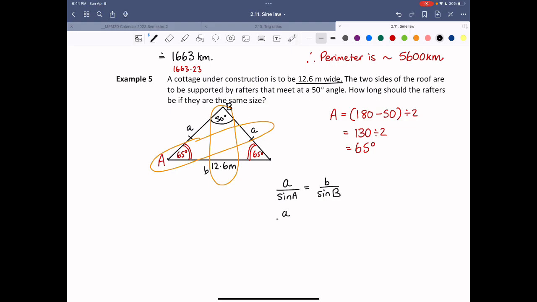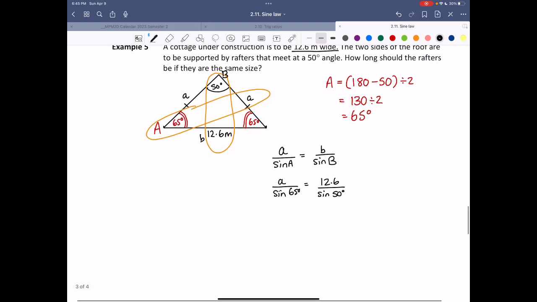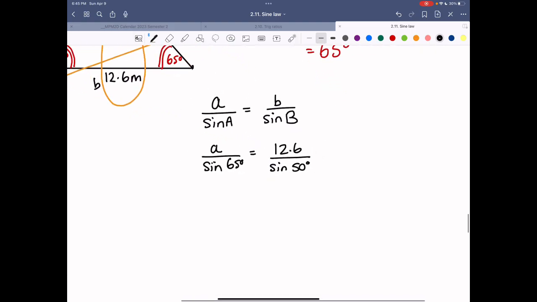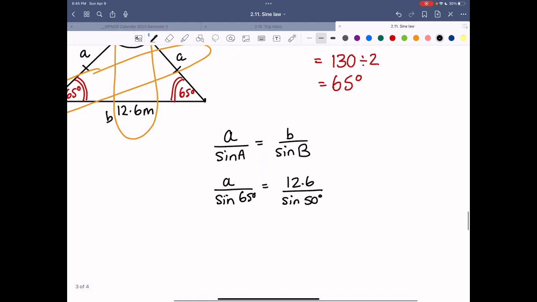Substitute the values we know. A over sine 65 is going to be little b, 12.6. If there's ever anywhere where students make an error, it's in using the wrong values, putting them in the wrong spots, putting in a length for an angle and an angle for a length in error. Cross multiply. So you end up with A equals 12.6 times the sine of 65 degrees.